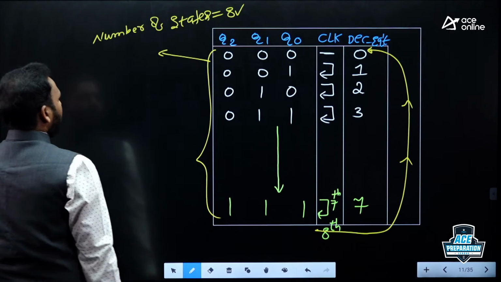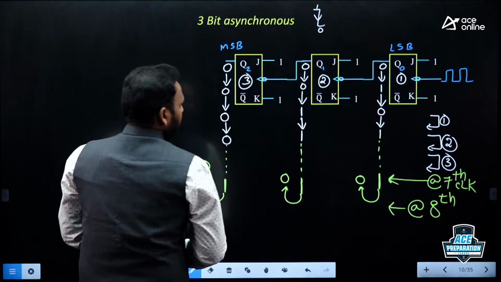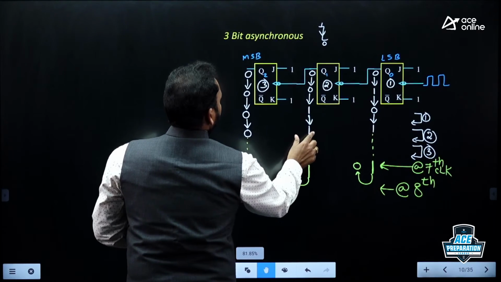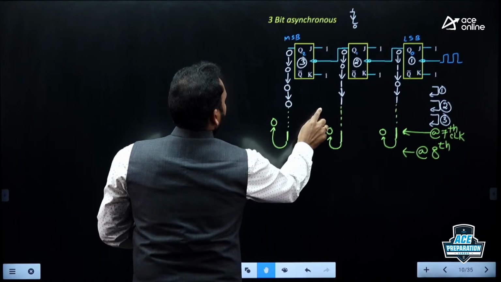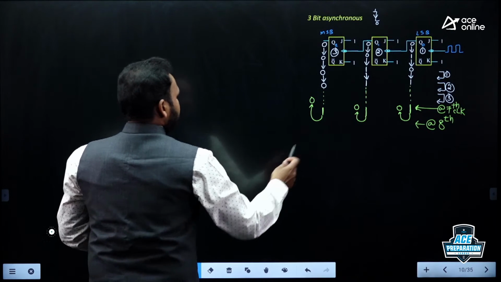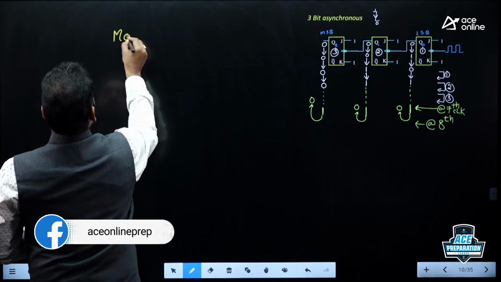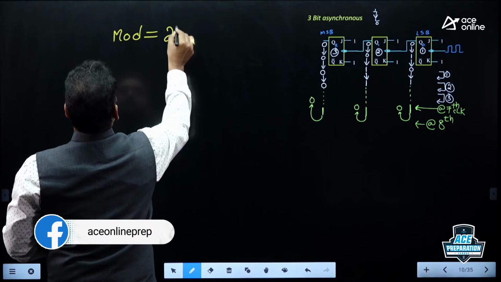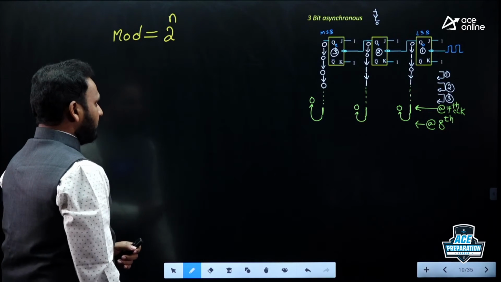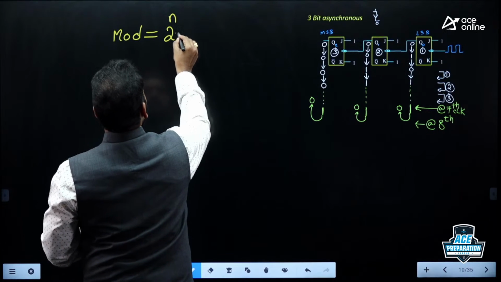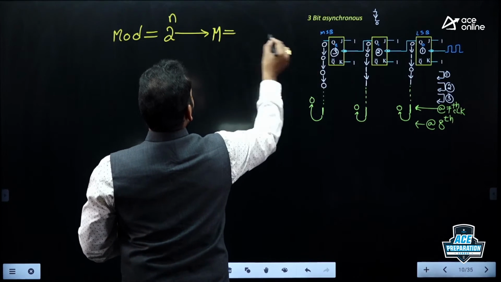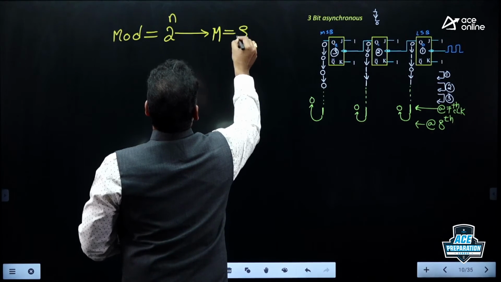So here I can write the formula for that. For this particular counter, what is the modulus number? Modulus number is equal to 2 to the power of n for an n-bit asynchronous counter. This is the formula for an n-bit asynchronous counter. What is the n value here? Simply I am writing M for modulus number. The n value is 3, and 2 to the power of 3, 8, is the modulus number.